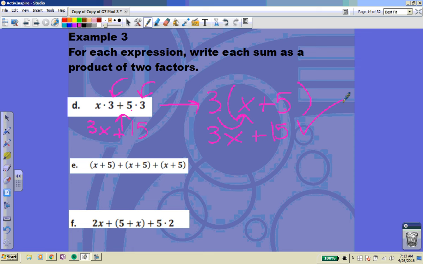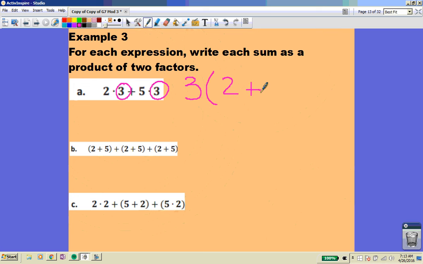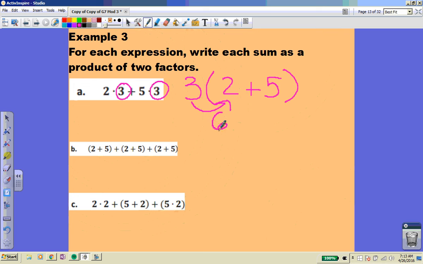Right, I said I would do D, and now, oh, I skipped A, so I'm going to go back to A. Here's A. So same deal, but no variables this time. So I'm looking to see what number is in common here. It looks like, again, I have the number 3. So I'm going to pull the 3 out. Well, what do I need to do for this first term? I need a 2. Plus, if I pulled the 3 out, that leaves me with 5. I can check my work. Hand the 3 out to the 2, and that's 6. Hand the 3 out to the 5, and that's 15. And look what you have here. 2 times 3 is 6. 5 times 3 is 15. It checks out.